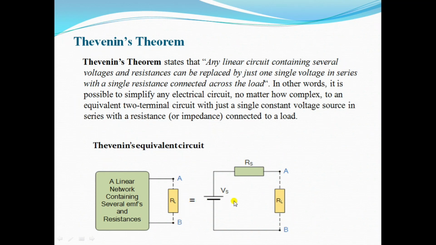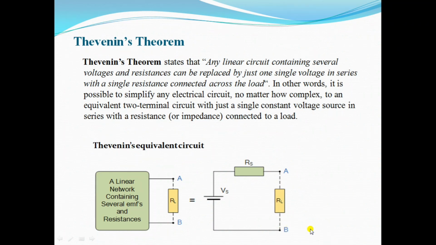It is replaced with, or which is equivalent to, Thevenin's voltage, that is Vs, or it is also denoted as Vth, in series with the resistance, that is Rs. It is also denoted as Rth, across the load resistance RL within the terminals A and B.